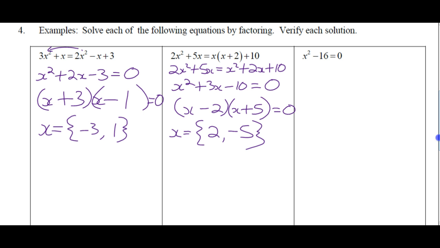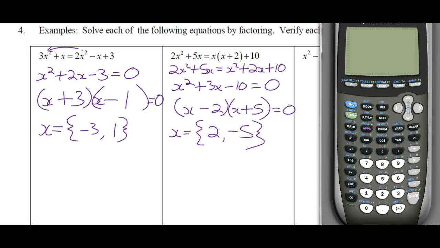Let's do this. So here, we're going to check this. I am going to turn this on. I'm going to go to y equals. I'm going to do 2x squared plus 5x. And the other one I'm going to do x bracket x plus 2. I'm just entering it exactly as I see it, right? I don't want this, because what if I got this wrong? I want this, plus 10.